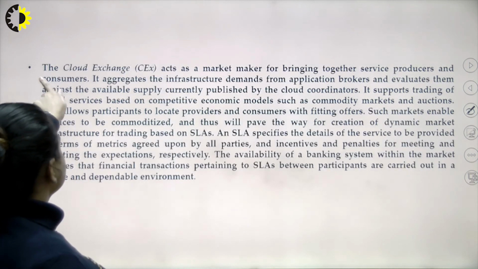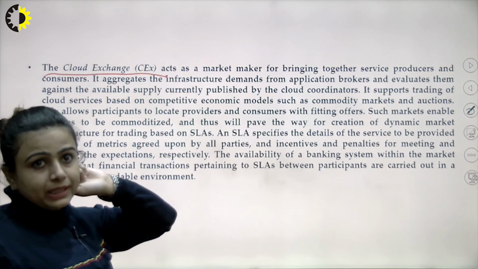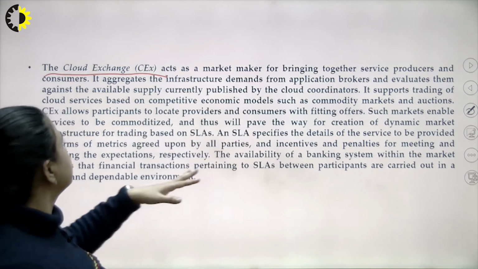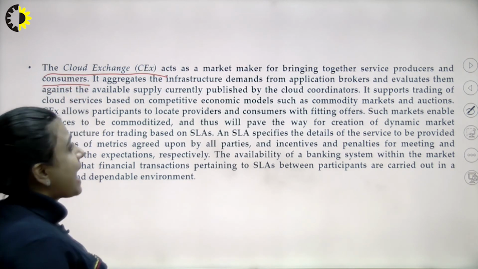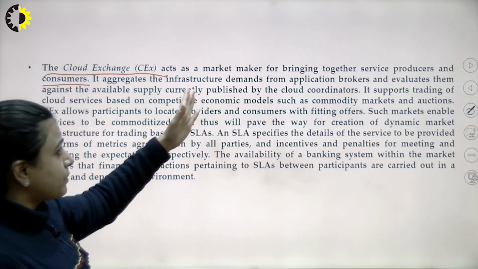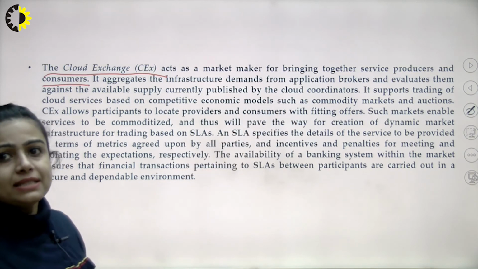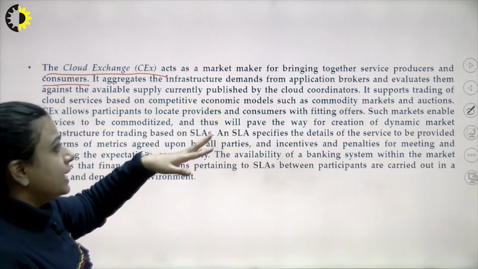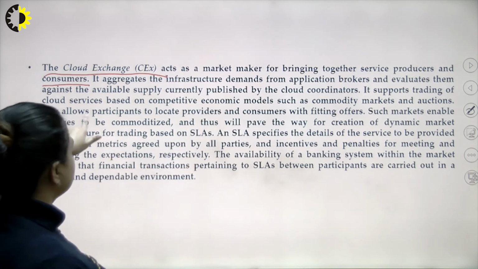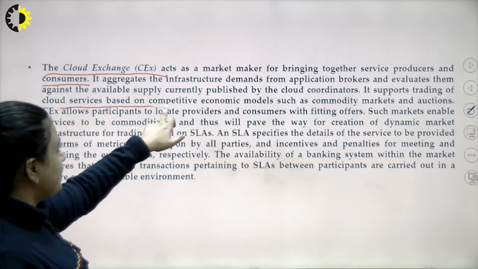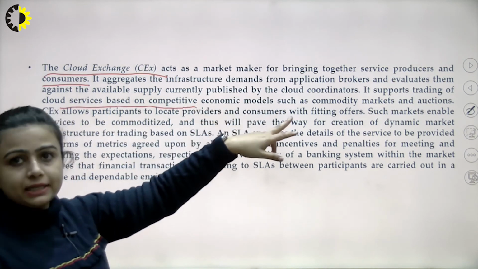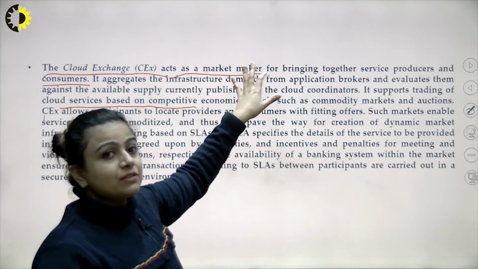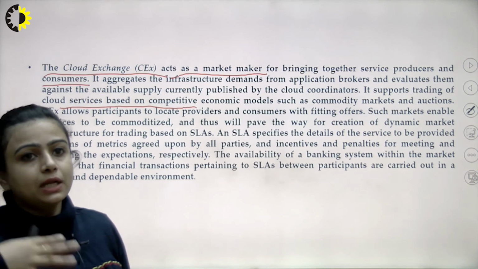Then the cloud exchange. Now what does this basic term mean? It is basically acting as a market maker for bringing together the service providers and the consumers. It always aggregates the infrastructure demands from the application brokers and evaluates them against the available supply currently published by the cloud coordinators. It also supports the trading of cloud services based on competitive economic commodity markets and auctions. So again, it is acting as a market maker, meaning it is making the market and bringing the producers and consumers together.